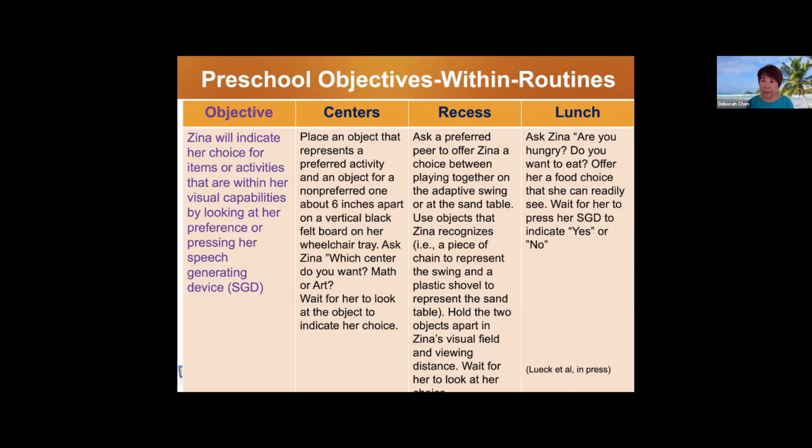At lunchtime, ask Zena, are you hungry? Do you want to eat? Offer her a food choice that she can readily see and wait for her to press her speech generating device to indicate yes or no.